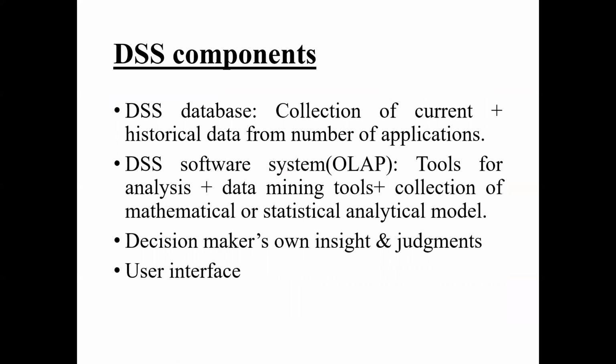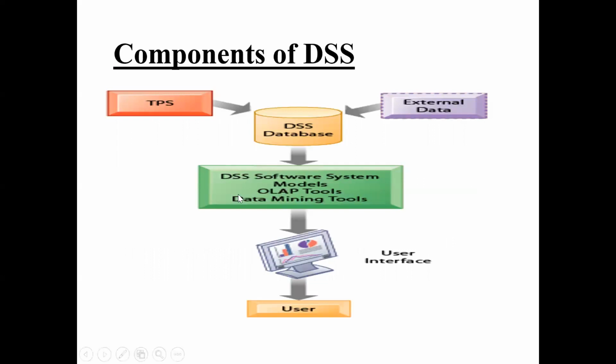Database itself means collection of data. So DSS database means for the DSS system, there will be a set of data. That data will be from the collection of current plus historical data from a number of applications. As you can see here, the data is collected from the transaction processing system and external data.